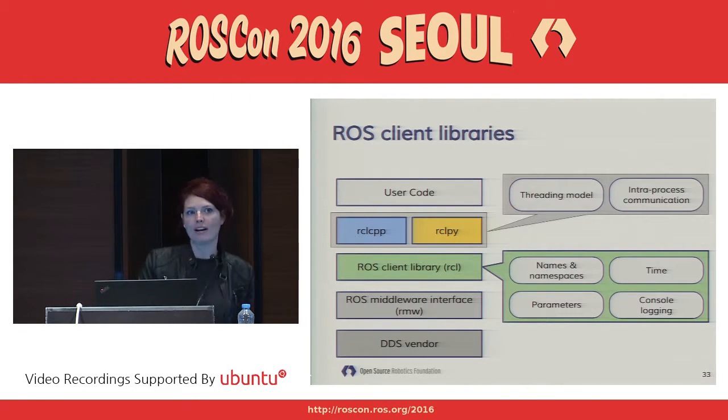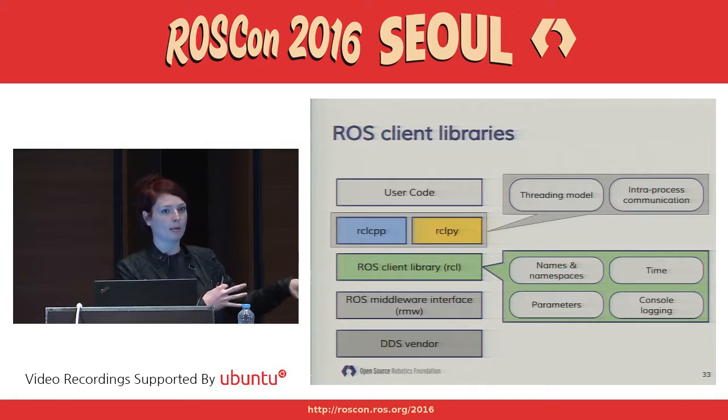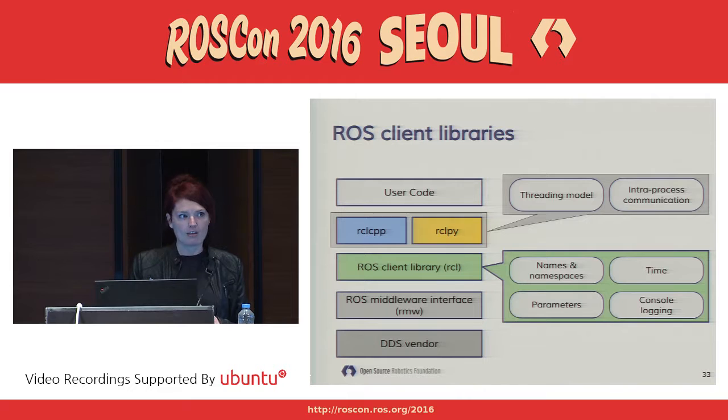And in ROS1, in comparison, the Python client library was Python top to bottom, and it was a completely different implementation to the C++ one, which meant that if you ever found a bug in parameters, you would have to go and fix it in multiple places. Whereas in this setup, if you decide to change the behavior of console logging, then you update that in one place, and all of the client libraries will then be updated at the same time.